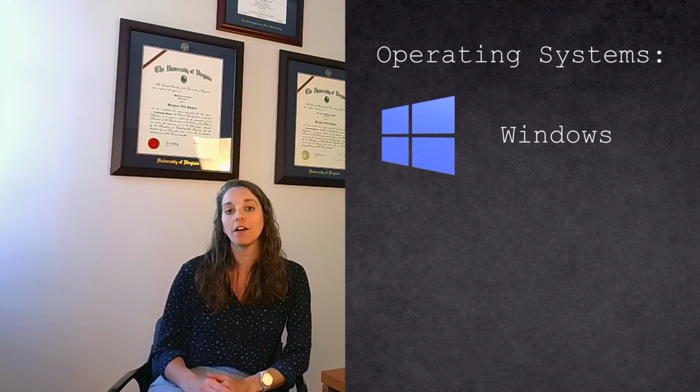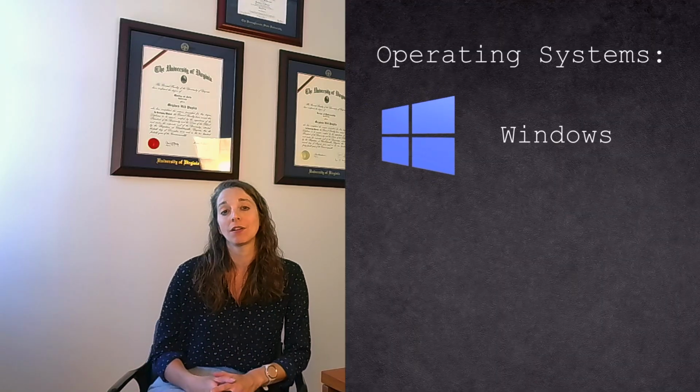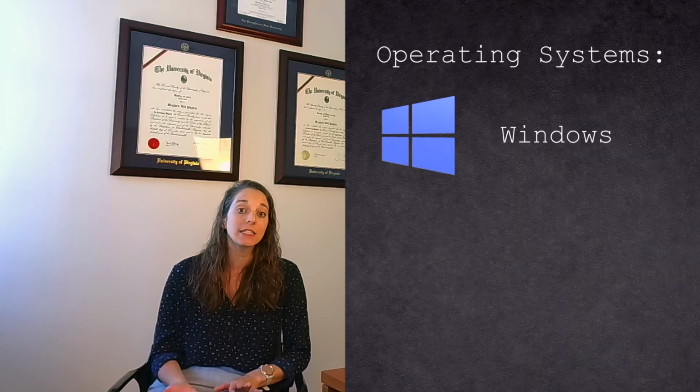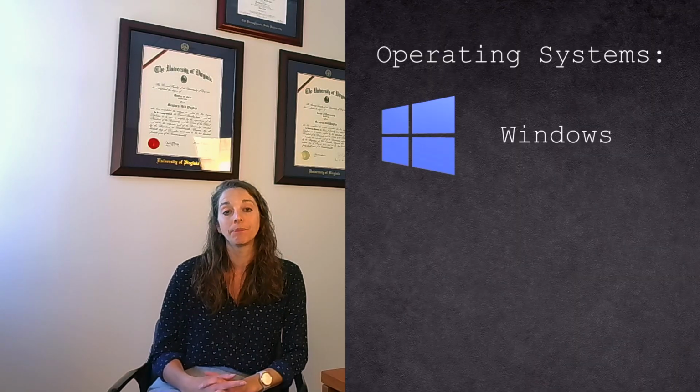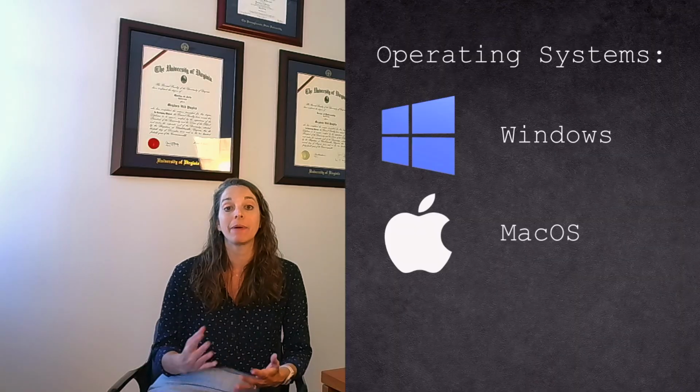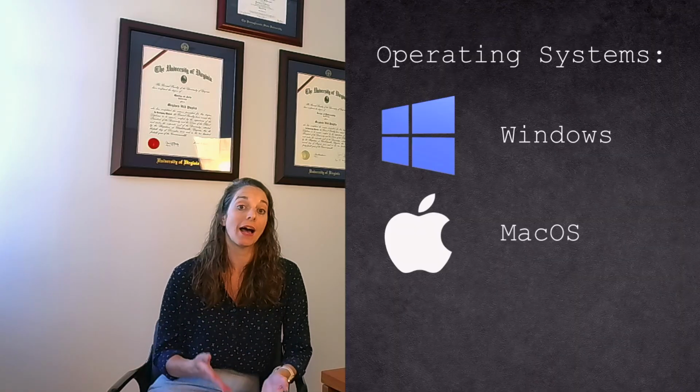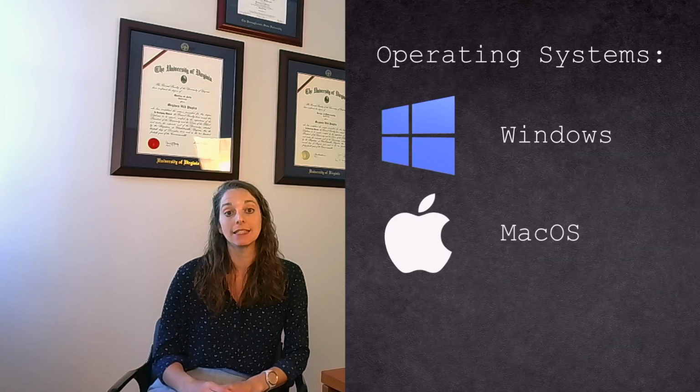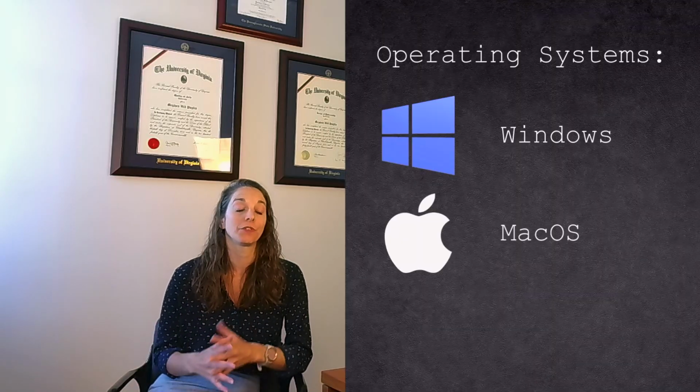Windows is made by Microsoft. This is one of the most common ones used in offices and schools. It's very flexible and works on a lot of different computers. Mac or Mac OS is made by Apple. If you've got a MacBook or an iMac, this is what's running behind the scenes. It's known for looking clean and being user-friendly.